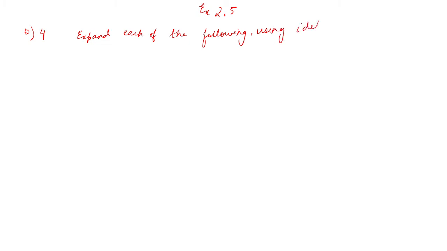So we're going to do the same exercise. It is exercise 2.5, and I'll start with question number 4. Clear? Exercise question number 4 tells us to expand each of the following using suitable identities. Clear? Using suitable identities. So remember all those 8 identities.